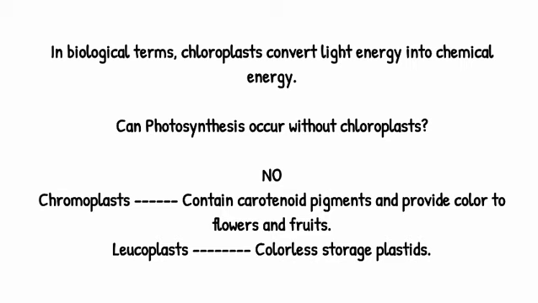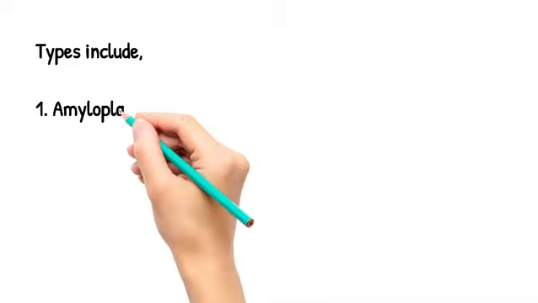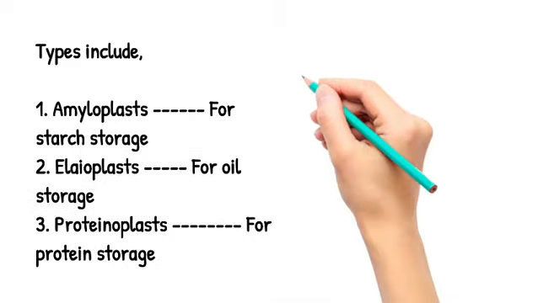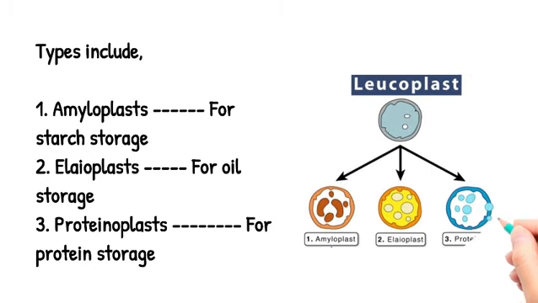Now, know about chromoplast and leucoplast. Chromoplasts contain carotenoid pigments and provide color to flowers and fruits. Leucoplasts are colorless storage plastids. The types include amyloplast for starch storage, elaioplast for oil storage, and proteinoplast for protein storage.